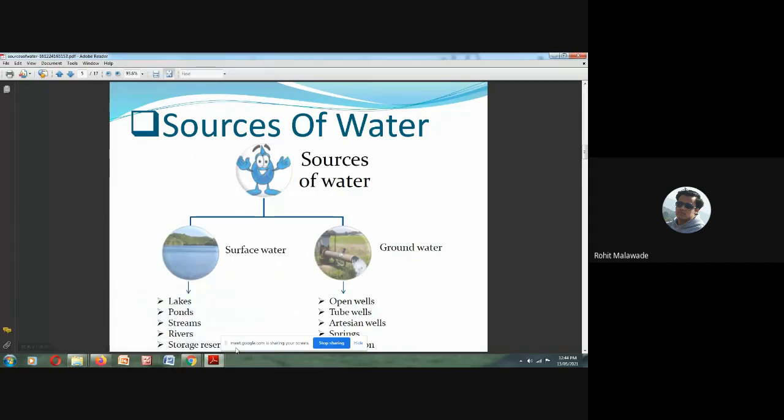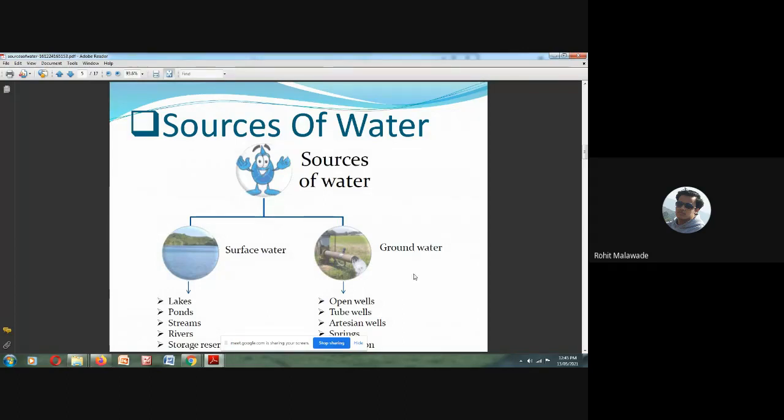Now, the sources of drinking water that are available for us depend on two, that is surface water and groundwater. For the water that we are going to use for drinking, we will leave out sea water and glaciers, right. We will be concentrating our study on the sources of water.